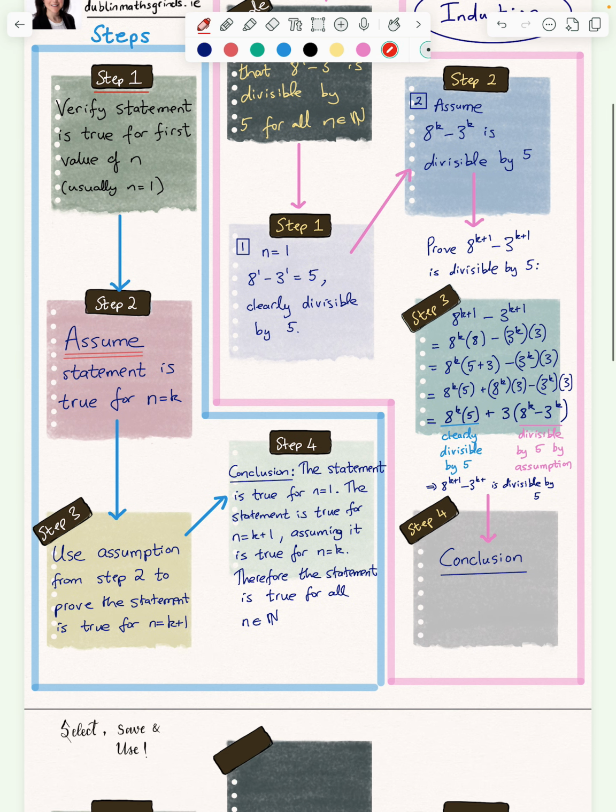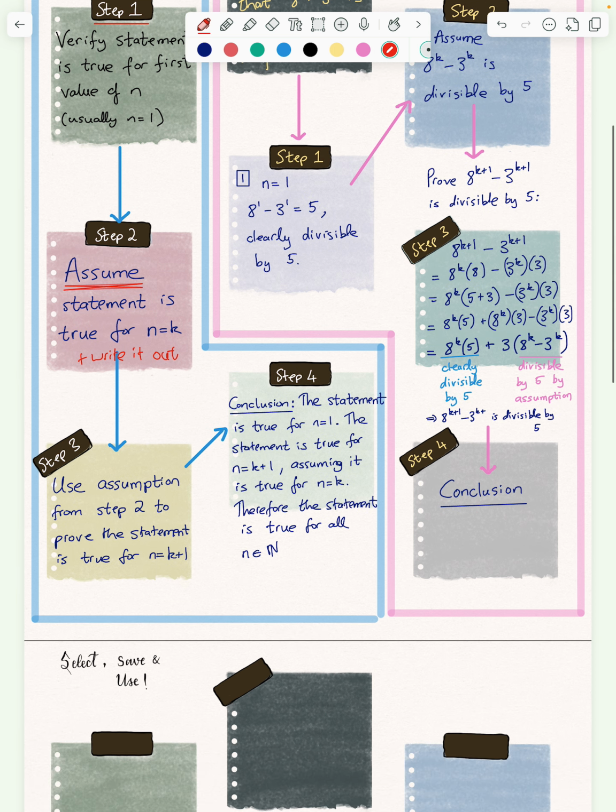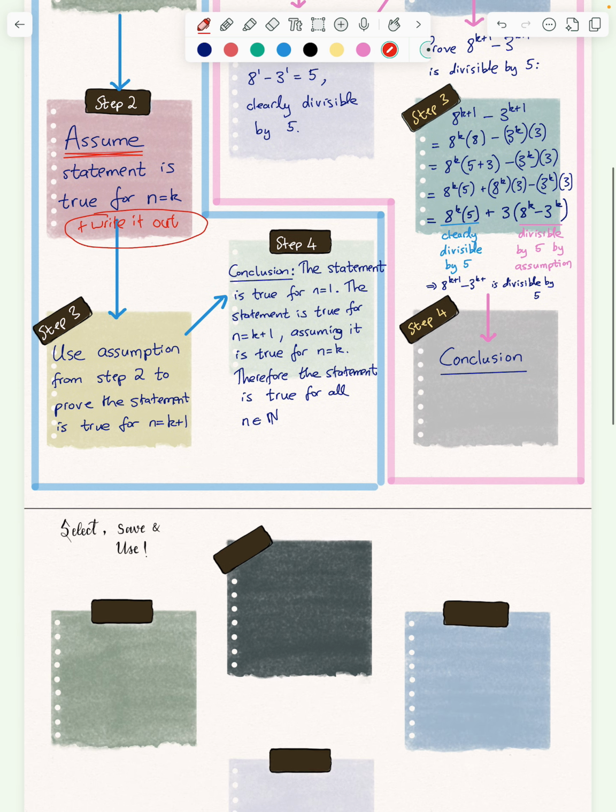And then step two is you assume that the statement is true for n equals k and write out what that statement is. So you must use the word assume, or else you haven't done proof by induction. And I would say write out the statement so that you can refer back to it, because you need to use that assumption in step 3, which is use the assumption from step 2 to prove the statement is true for n equals k plus 1. That's where the heart of the mathematics lies.